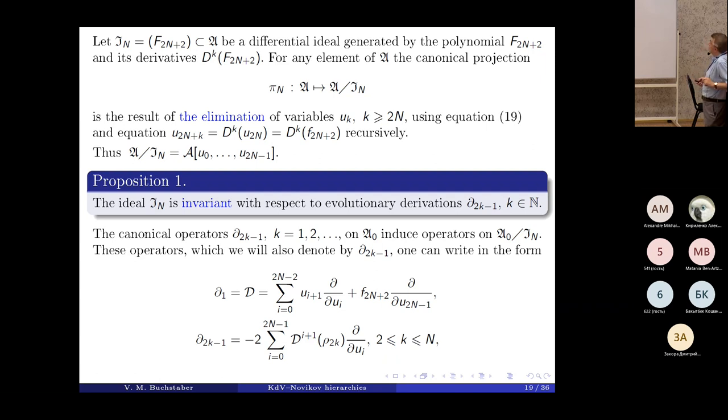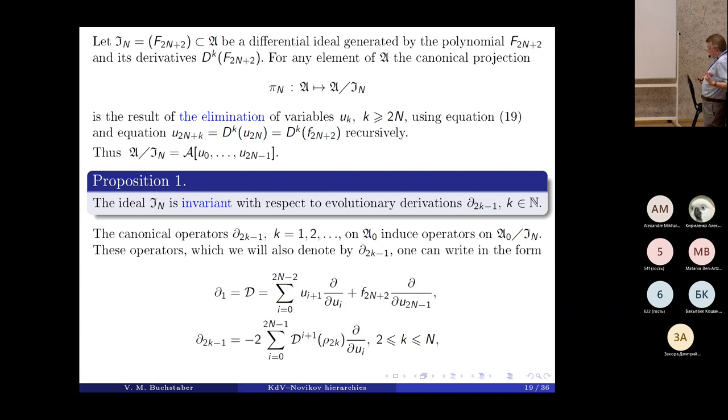After that, follow the general idea of what we can do. We consider the differential ideal generated by the polynomial and its derivative of our operator. Any element for u has the canonical projection, which is the result of elimination of variables uk, where k is more than 2n minus 1, using the previous proposition. The ideal is invariant with respect to all our evolutionary derivations.